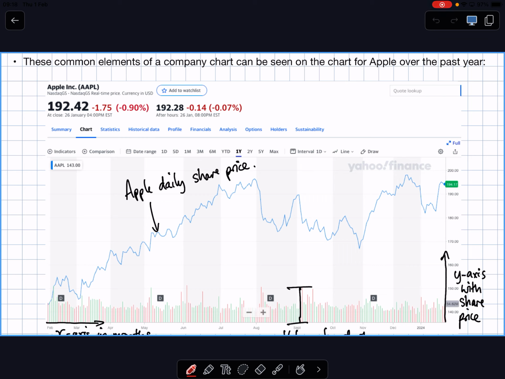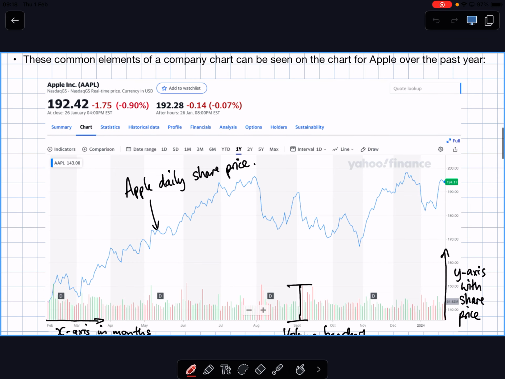This is Apple over the last year. When do you reckon the iPhone 15 came out? In the middle somewhere? Yeah, probably where the price was high. So Apple, this is a couple of days ago, they were worth $192.42 per share.